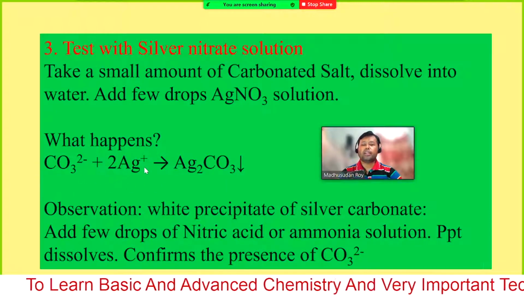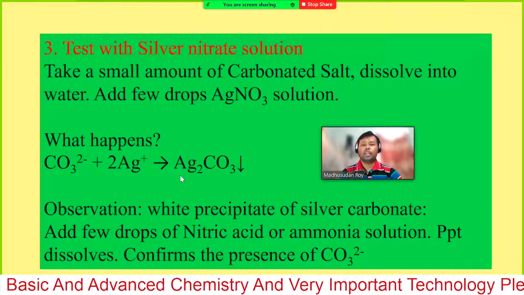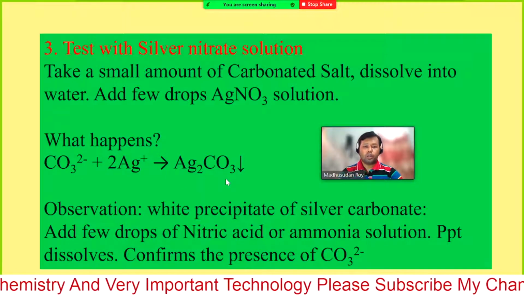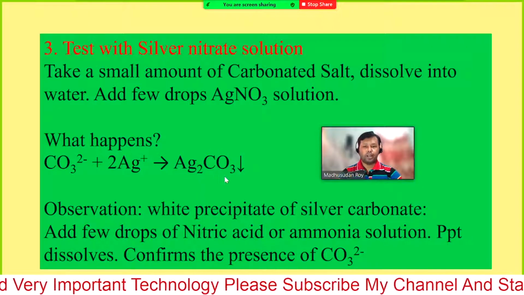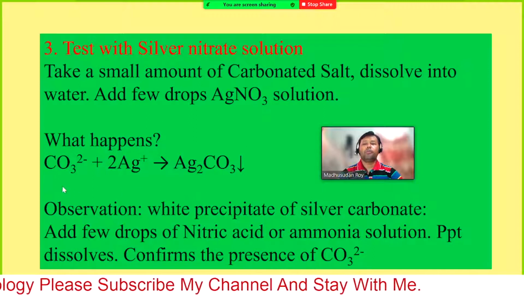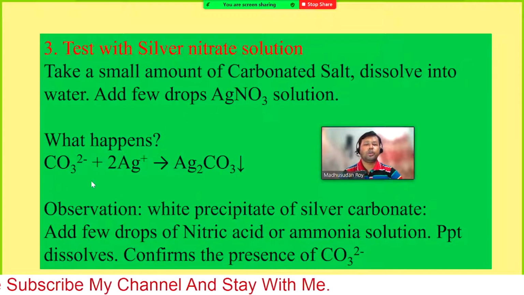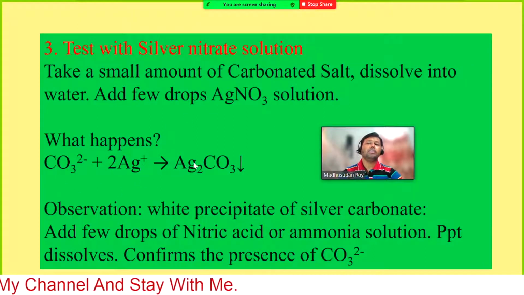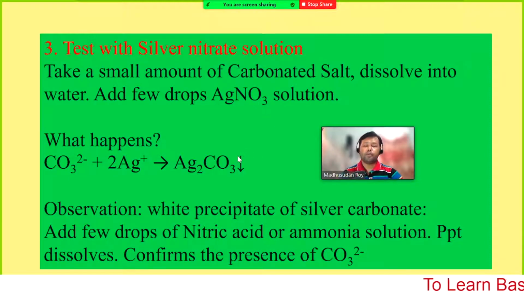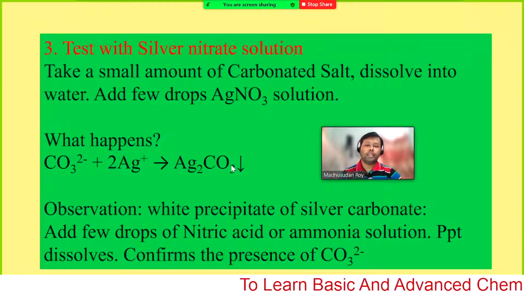So carbonate reacts with silver ion to give a white precipitate of silver carbonate. So if you observe the white precipitate of silver carbonate after addition of silver nitrate into your sample, in that case you can also confirm the presence of carbonate in your sample. That is similar to barium chloride or calcium chloride. We are getting a white precipitate.